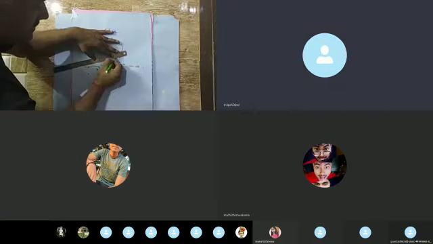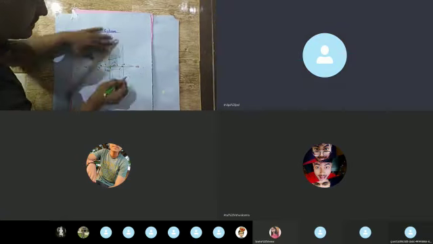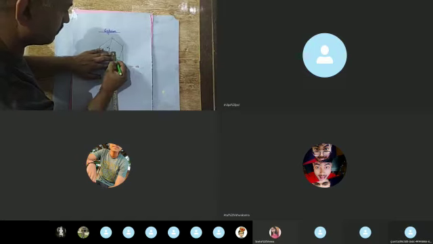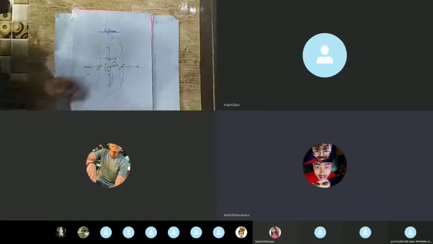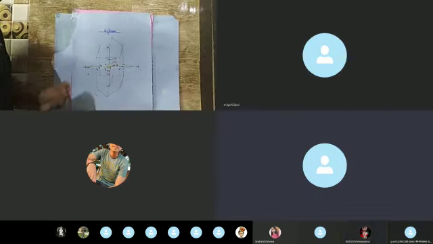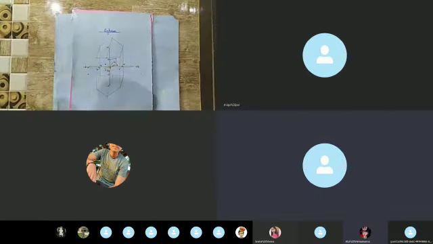Axis just like this, and this is a parallelogram.